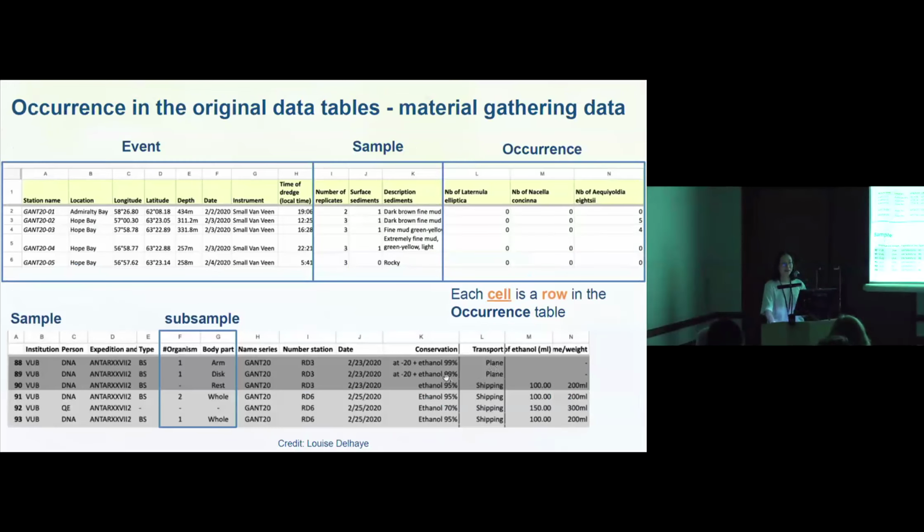A third example is the typical material gathering type of data, where an Antarctic expedition on the research vessel goes to different stations in Antarctica.